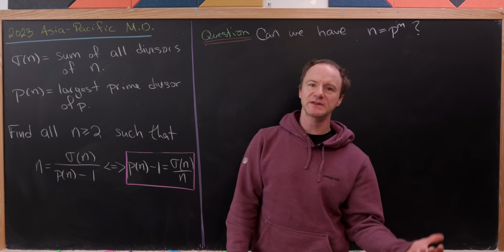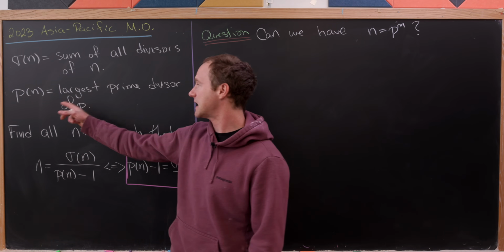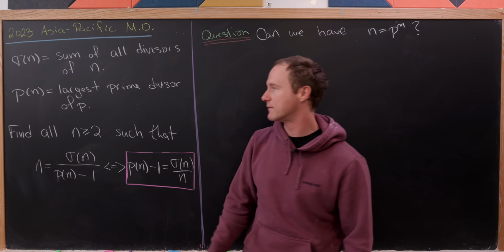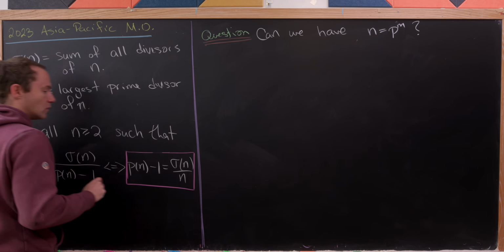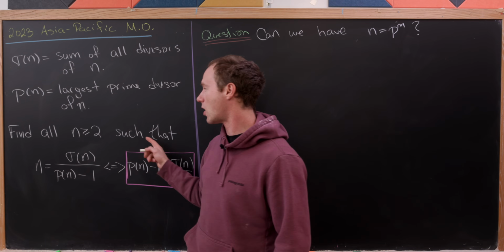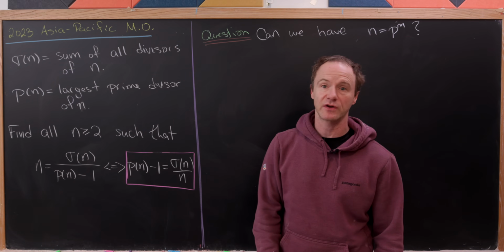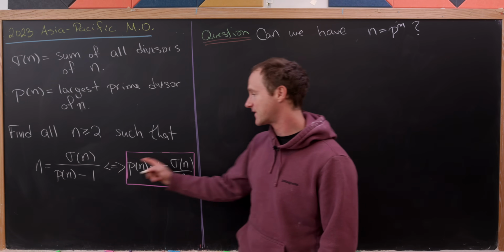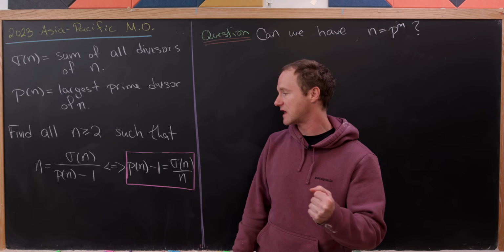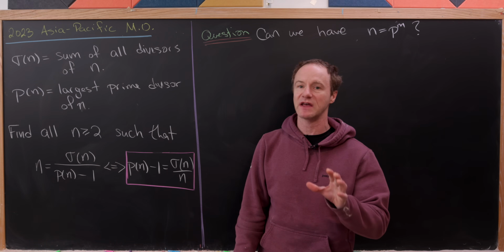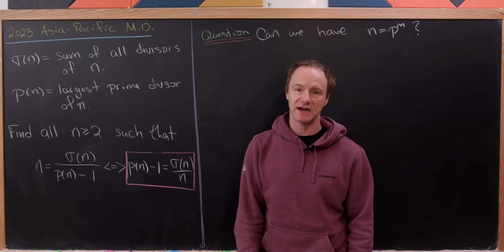And then for the purposes of this video, we'll say that p of n is the largest prime divisor of n. And then our goal is to determine all integers n that are bigger than or equal to 2, satisfying this condition right here. We have n equals sigma of n times sigma of n over p of n minus 1.